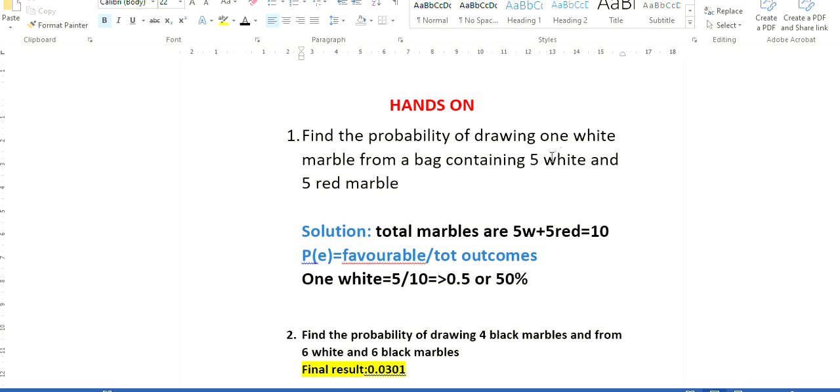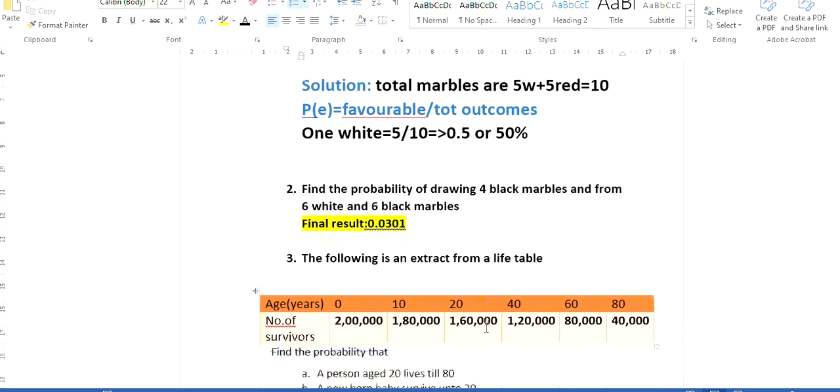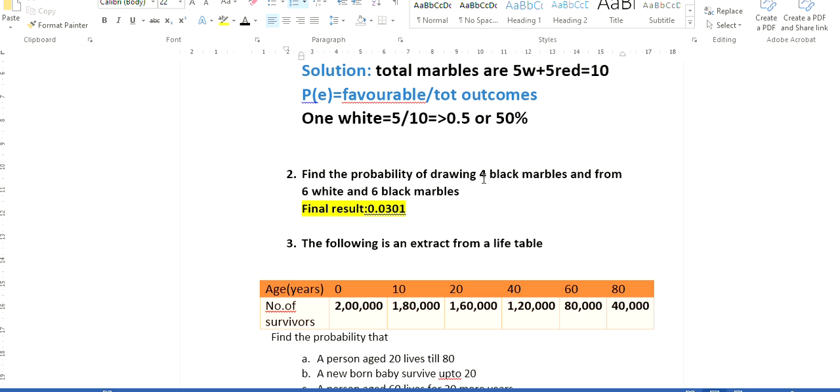Suppose they change it, what is the probability? A bag may contain, instead of 5, they may make 10. So here I have given one more example. Find the probability of drawing 4 black marbles from 6 white and 6 black marbles.